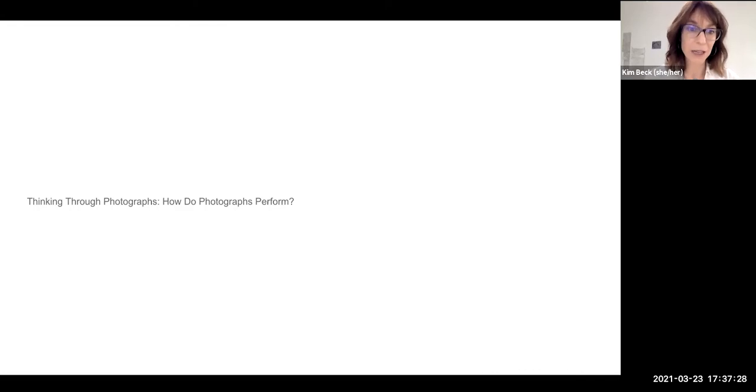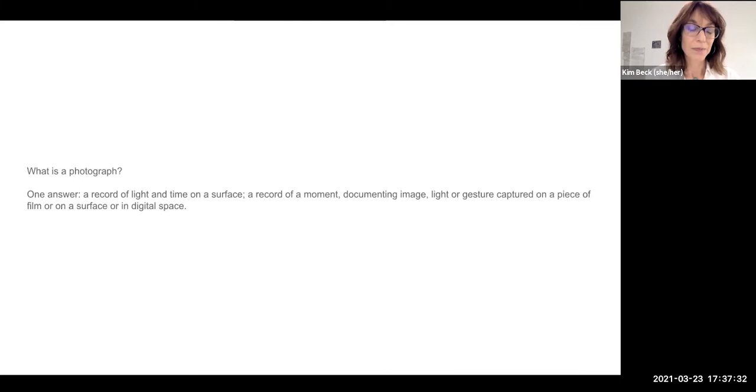That's the bigger topic, but also how do photographs perform? So the first thing that I'm always thinking about, especially when I'm asked to consider leading a conversation, is breaking apart what the question is. So I started thinking about, and it's something I think about in my practice, what is a photograph?